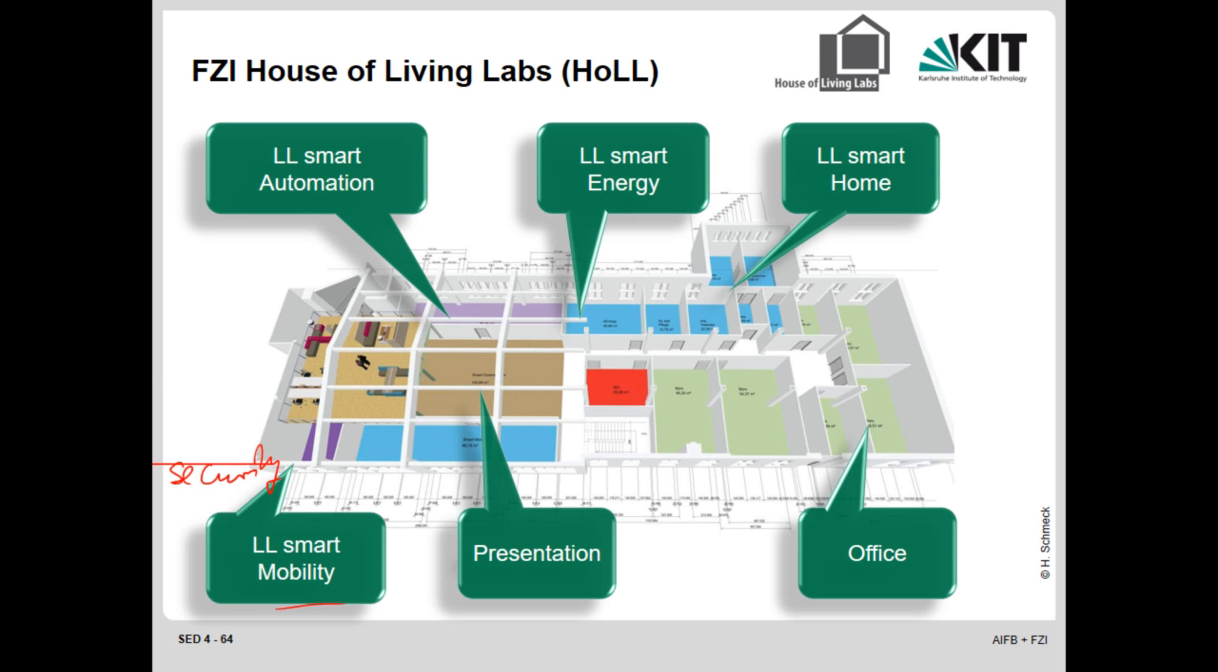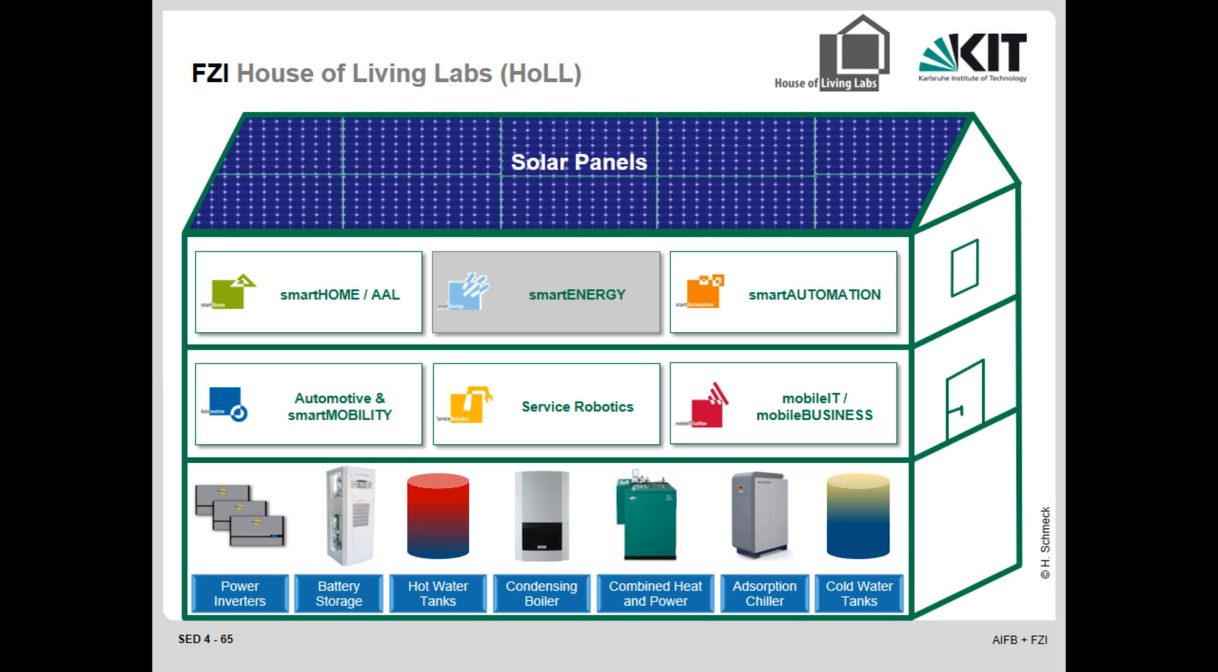And we have an automation lab. We have some presentation areas. We will also go there. We can show you what kind of scenarios we have there. And we have offices there where the scientists are working. So this is a view on the house. We have solar panels on the rooftop. We have our living labs, and then we have all kinds of devices.